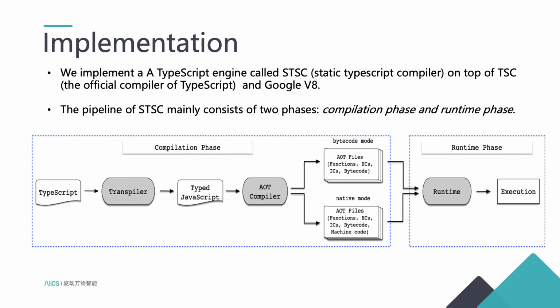Then, STSC compiles the typed JavaScript programs to abstract syntax trees and attaches the decoded static types to the abstract syntax trees. Next, STSC visits the typed abstract syntax trees to generate hidden inheritance trees as well as other objects. STSC provides two compilation modes to consume the generated hidden inheritance trees: bytecode mode and native mode. They aim to produce bytecode and optimized machine code, respectively. At the runtime phase, the runtime system of STSC loads the output of the compilation phase and executes the compiled TypeScript programs.